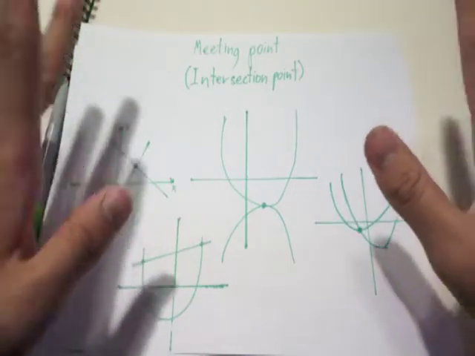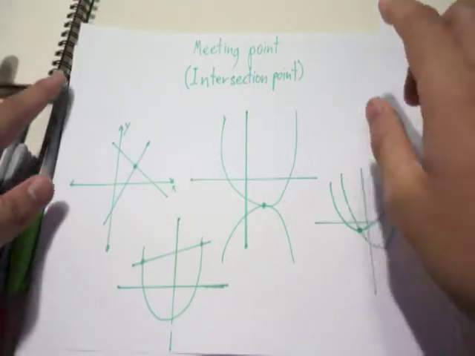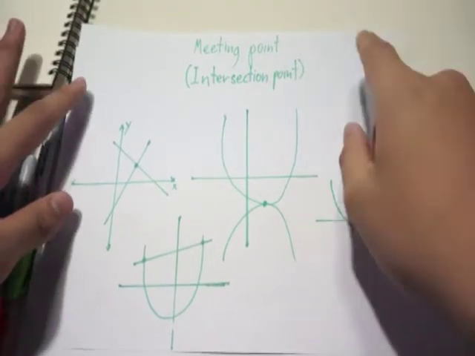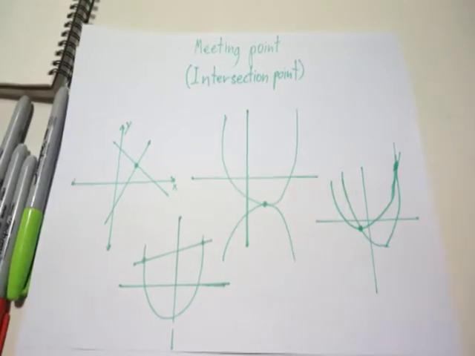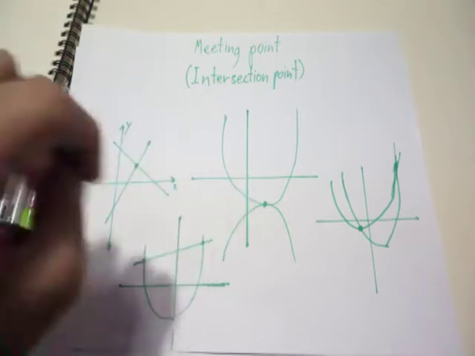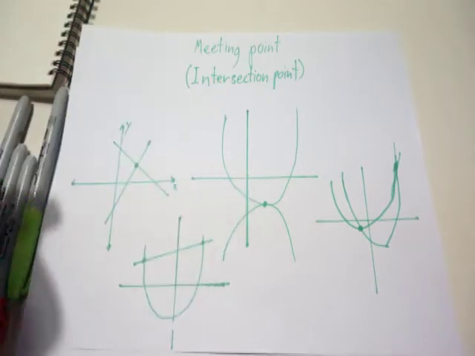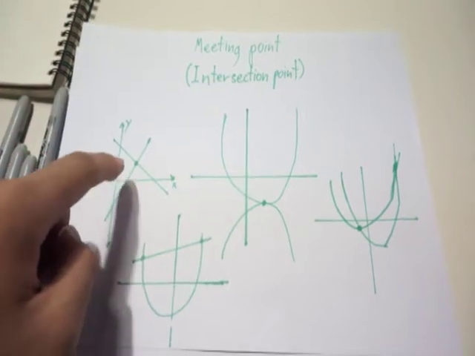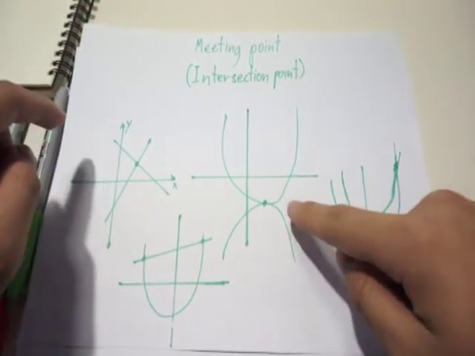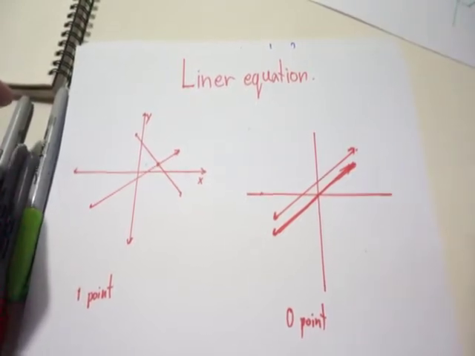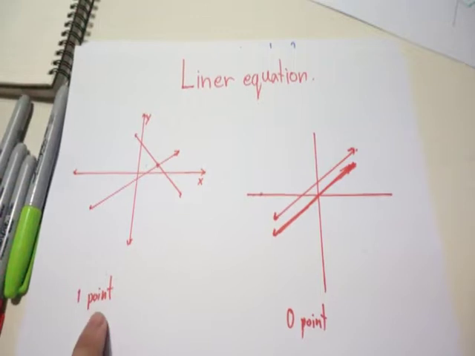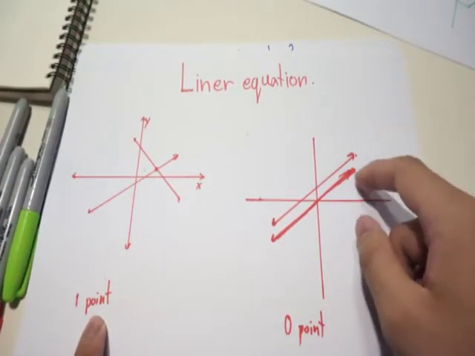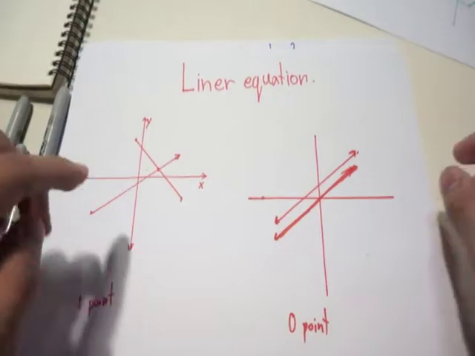Hello everyone, it's me Phakhi again, and today we'll be talking about the meeting point, or as we could say, intersection point. Today we will talk about two kinds of intersection point, which will be about the linear equation and then the parabola equation. Let's start. First off, for the linear equation, we can say that linear equations can meet at one point or no point. We'll talk about this later, but let's start with the one point.